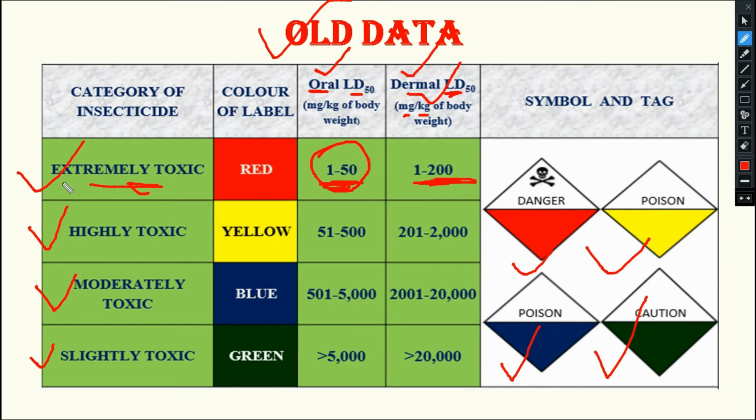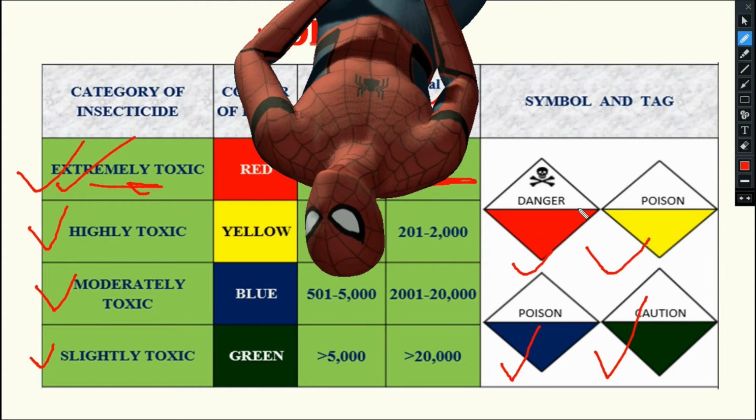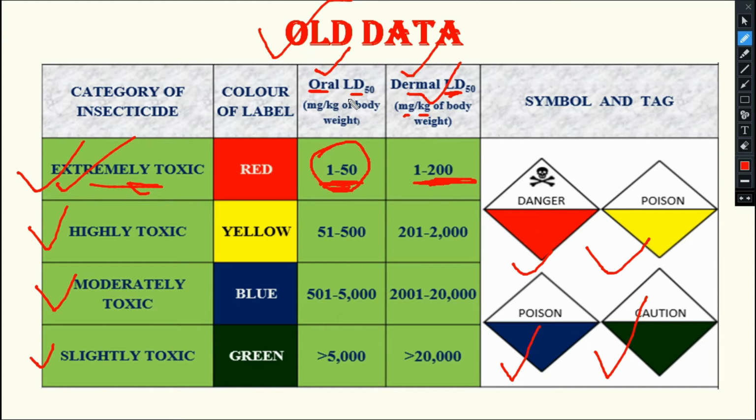Suppose an insecticide is extremely toxic. What will be the level color? That is your red color. Here you can see that is your red color. And oral LD50, that means 1 to 50. Extremely toxic means the LD50 value will be 1 to 50 milligram per kg of body weight of the target organism. That is sufficient to kill 50% of the test population. But if it enters through the skin, then a higher dose is required. That is your 1 to 200.